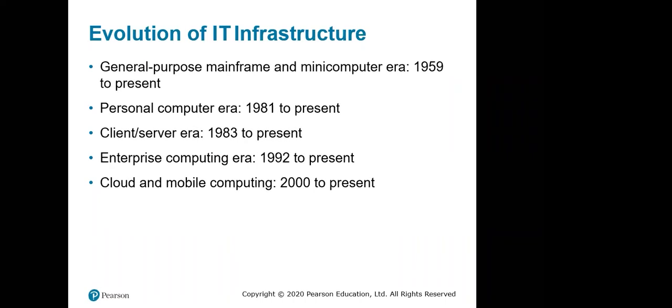Okay. So these are the different eras of evolution. Evolution means the changing of IT infrastructure from 1959 till 2000, to 2020, right?